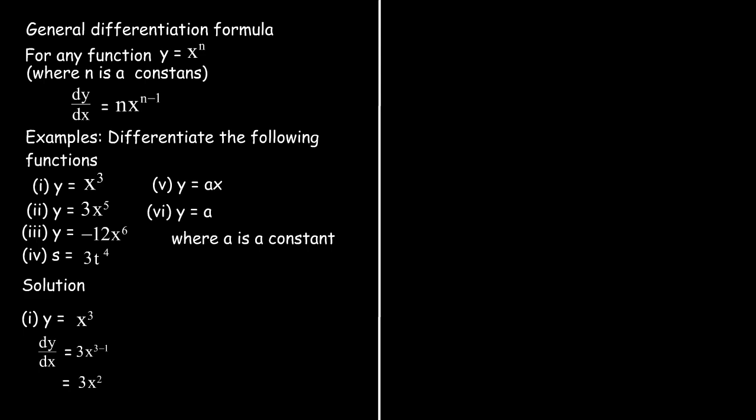Similarly for number 2, y equals 3x raised to the power of 5. Now we have a constant in front of x. Normally we don't differentiate those constants, we just multiply as usual. So our dy over dx will be equal to 5 times 3 times x to the power of 5 minus 1, which is equal to 15x raised to the power of 4.